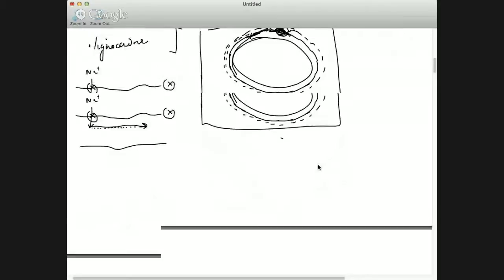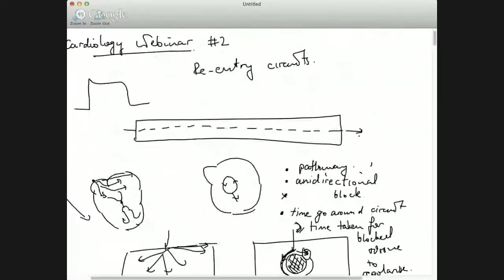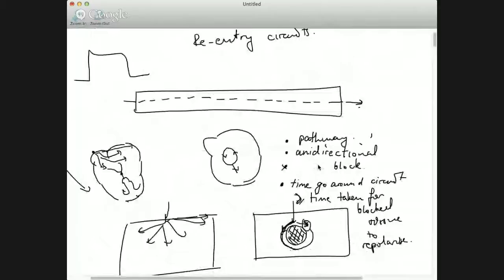Now, moving on. Let's talk about the revising. You need a pathway, a region of unidirectional block, and you need a pathway that is either big enough, distant enough or slow enough so that you have enough time for the reentry pathway to go around the circuit before the blocked tissue has repolarized. Sorry, after the blocked tissue has repolarized.